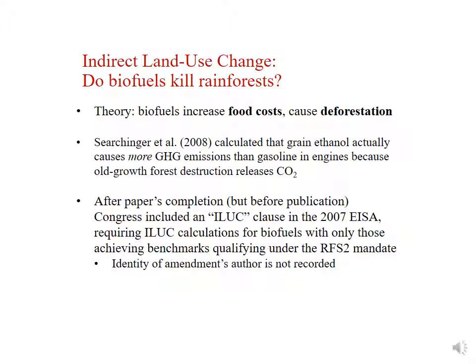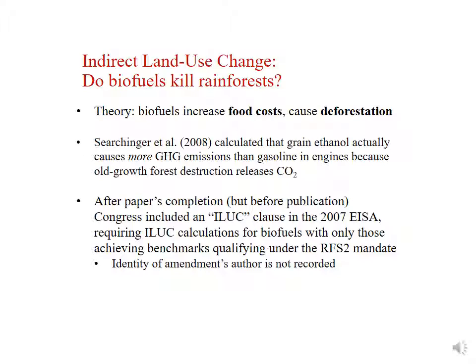One attempt at studying this impact was done by Searchinger et al. in 2008, where they calculated the potential impact of increasing grain ethanol production in the United States on global emissions around the world. They came to the conclusion that grain ethanol actually causes more greenhouse gas emissions than gasoline because of the deforestation of old growth forest around the world due to indirect land use change.